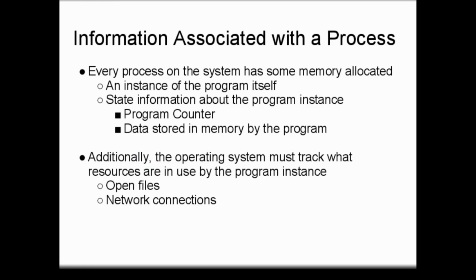In order to track processes correctly and allow multiple processes to share the same system, the operating system must track some information that is associated with each process. This information includes the memory that the process is using, as well as the current location in the process code that is executing, known as the process program counter. The operating system must also track other resources in use by a process, including which files are currently open and any network connections the process is using.